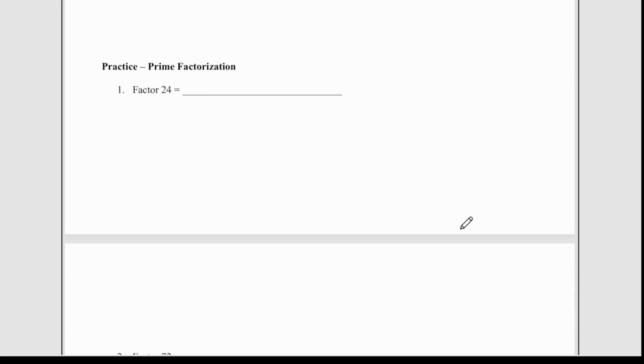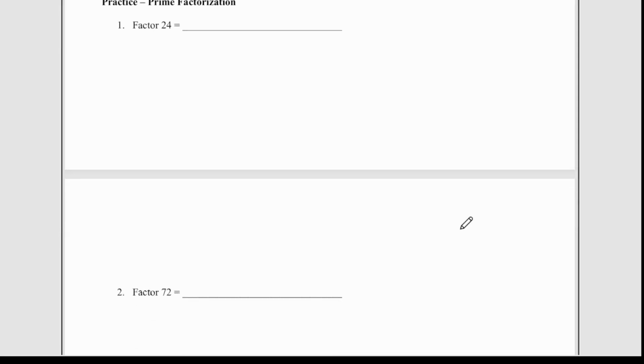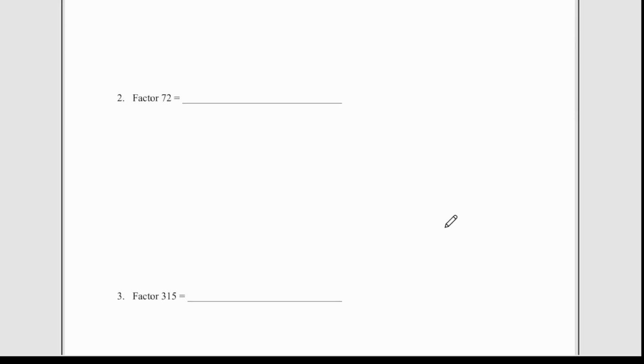So let's go ahead and practice this. I want you to pause your video and go ahead and try to factor both 24 and 72. So 24 you might have initially broken down a number of ways. I'm going to break it down into 12 and 2, and then 12 breaks down into 6 and 2, and then 6 breaks down into 3 and 2. So I'll notice here that this is equivalent to 2 times 2 times 2 times 3, or written in exponential form as 2 cubed times 3, 2 to the third power because 2 is being multiplied by itself 3 times.